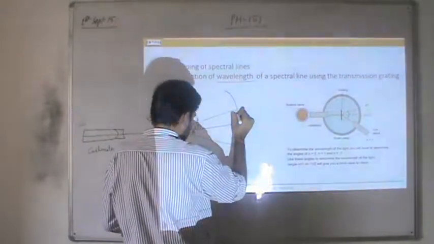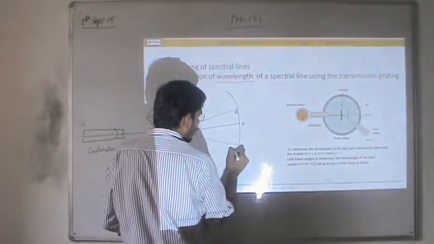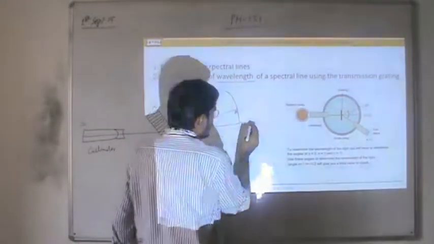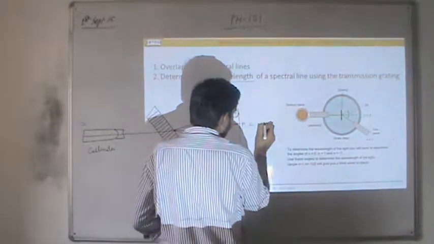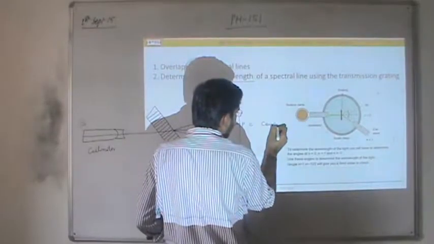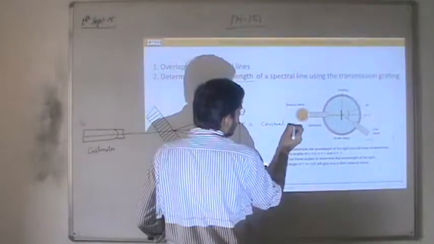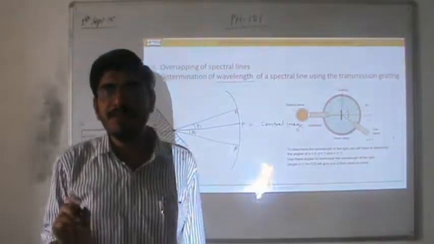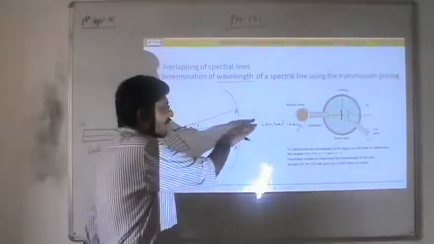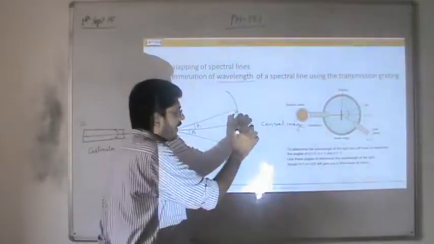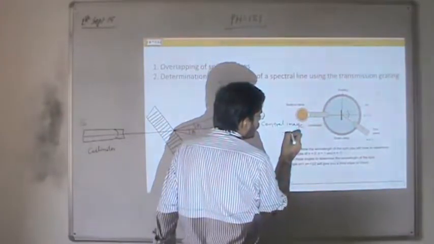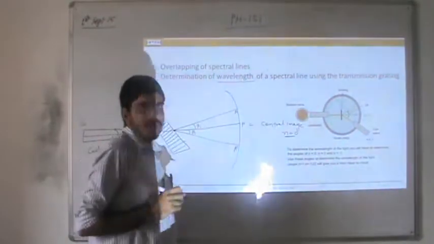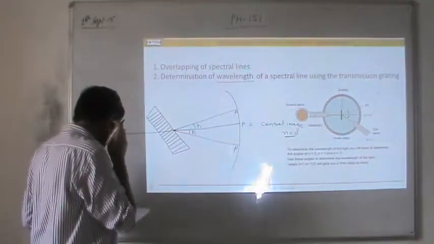And we observe two points on a screen. One is A, another is point A prime. P is known as the central image. This is the central image. The property of the central image is that it will be completely white light. I can say in that case n equals 0.